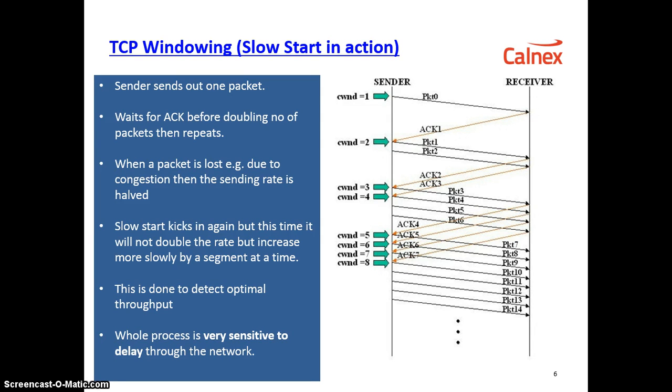And slow start kicks in again, but this time it won't double the rate, but it increases more slowly, a segment at a time. And this is done to detect the optimal throughput. Now this whole process is extremely sensitive to delays throughout the network.